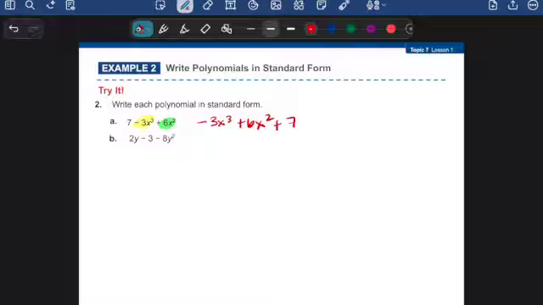For part B, again, now our only variable is y, so that's the one we're looking at. And that is a negative 8y squared. That is a positive 2y, and our constant is negative 3. So just be careful that you're keeping the sign in front of the term.